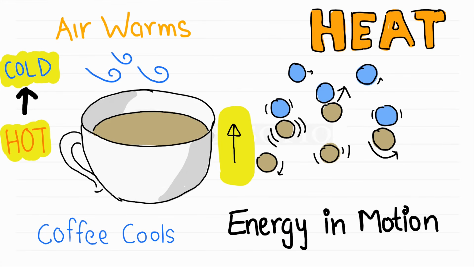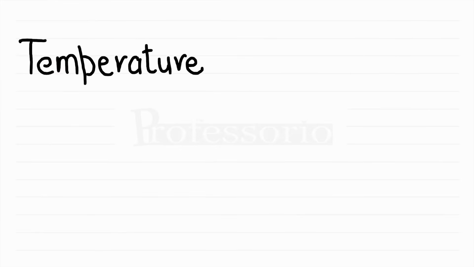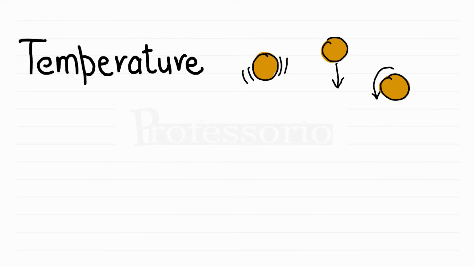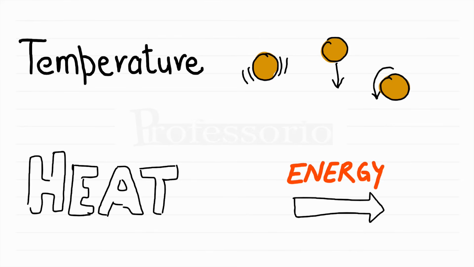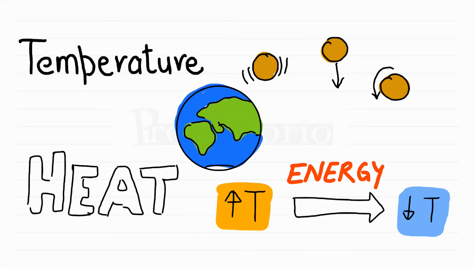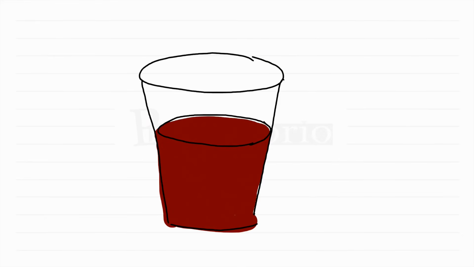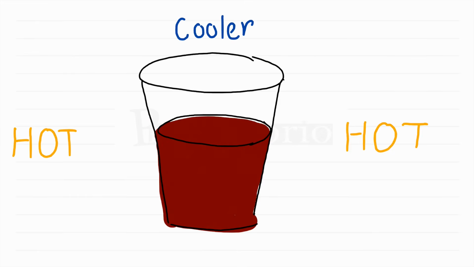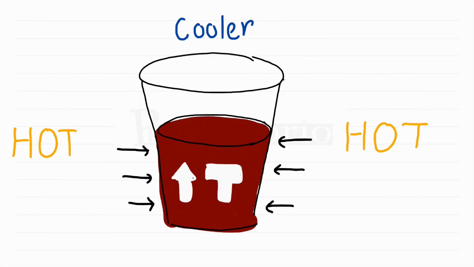It's the transfer itself. So, temperature is how fast the particles in something are moving, while heat is energy that flows from a place of higher temperature to a place with a lower temperature. This simple rule governs our world. It's the reason why your cold drink slowly warms up when you leave it on the table. It's cooler than the surrounding air, so it gains heat from it and its temperature rises.